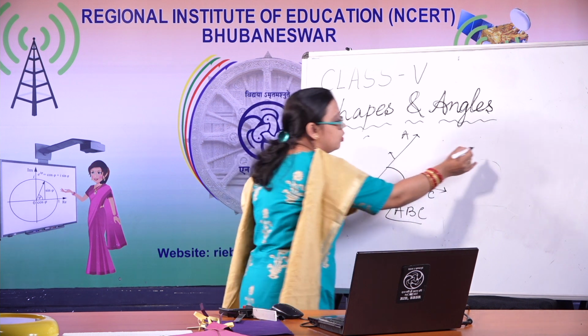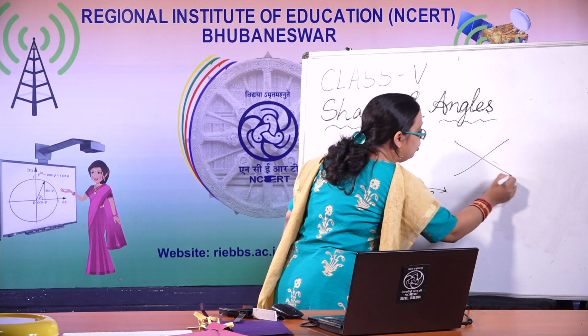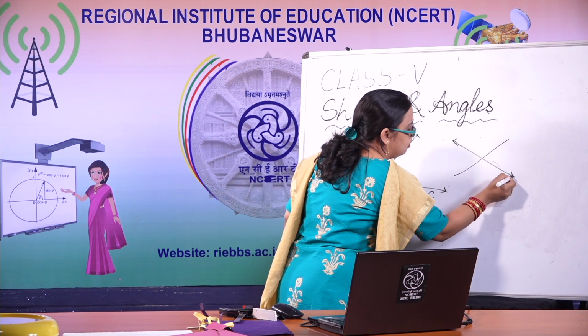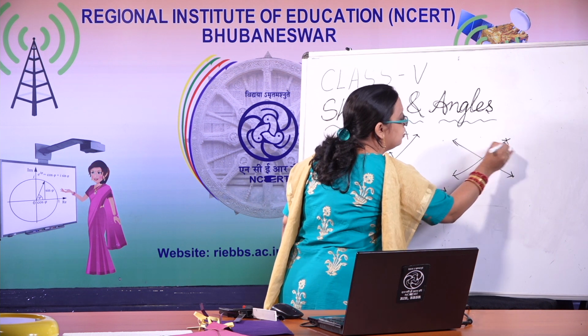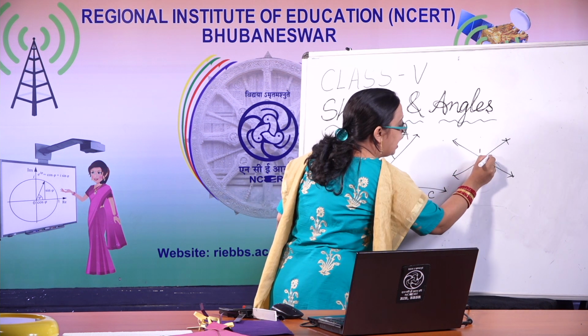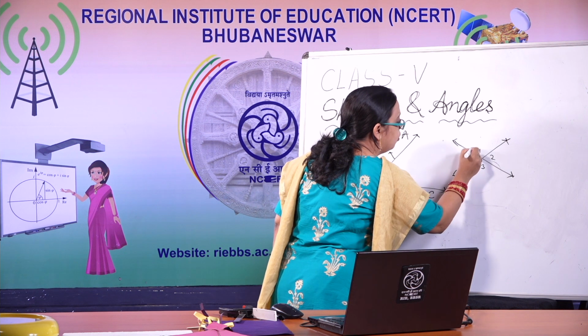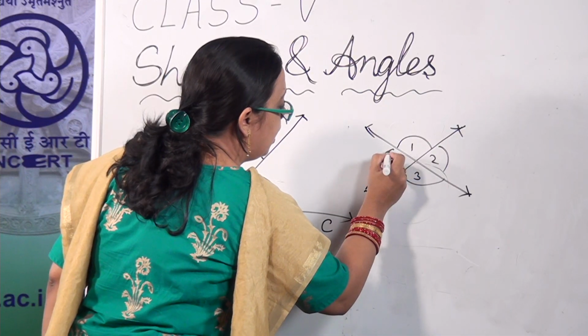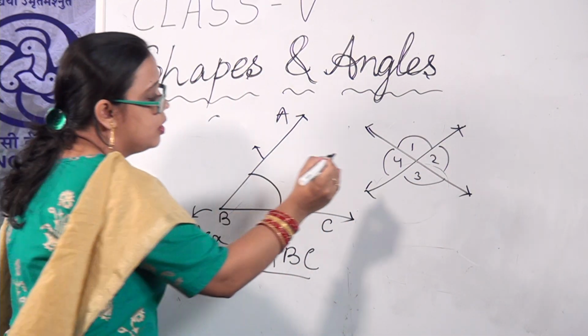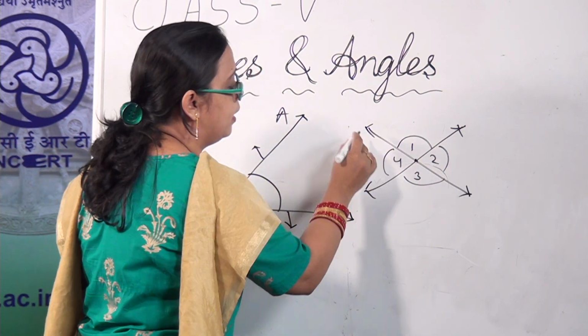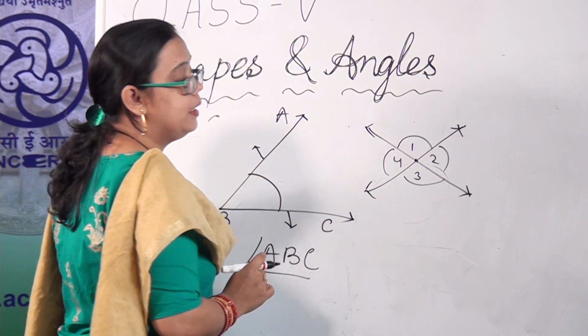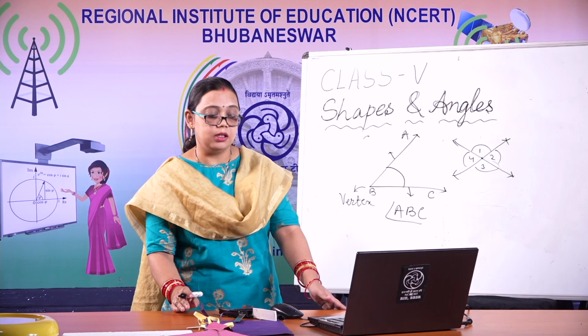Only meeting, not intersecting. See, if two straight lines intersect like this, angles are also formed. 1, 2, 3 and 4. So, this is the common point where the two straight lines meet or intersect.